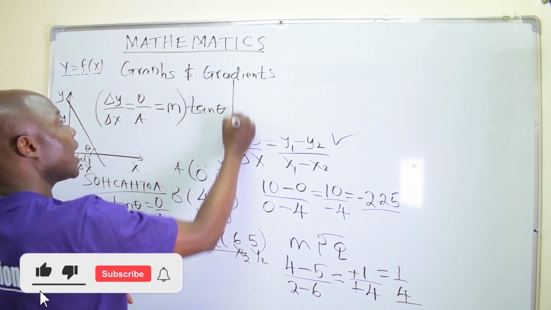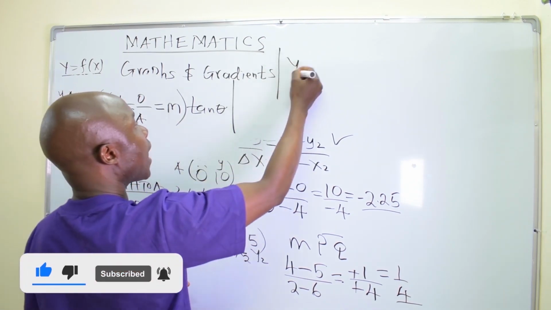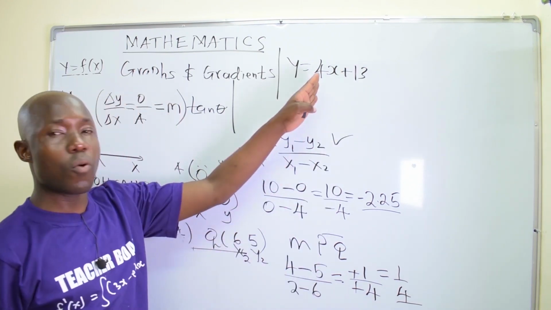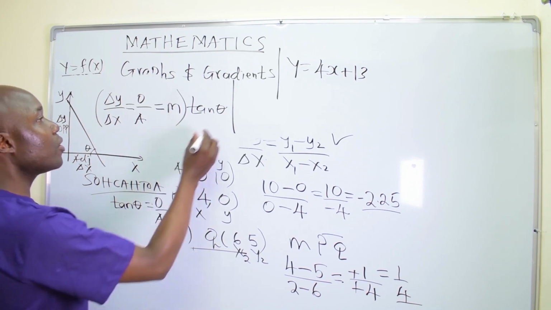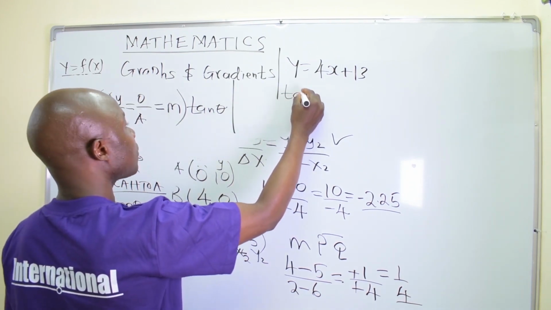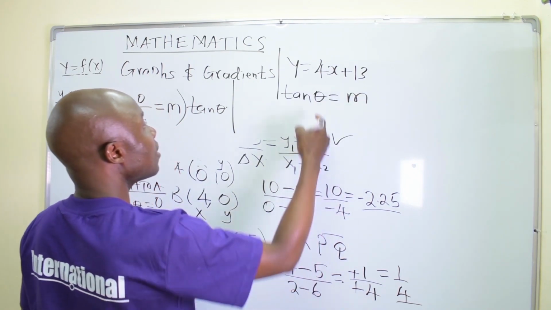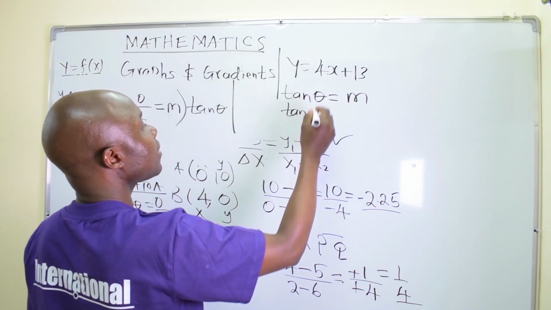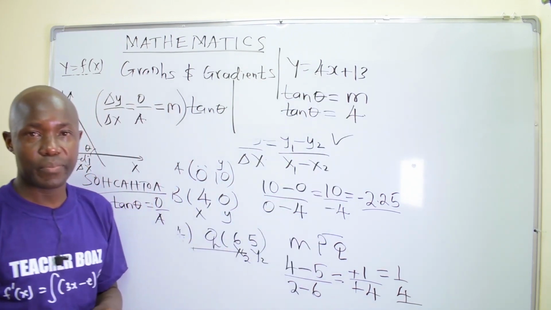So in that case, somebody may give you that y is 4x plus 13, then they ask you what is the angle that line makes with the x-axis. It's very simple. We already know by the definition that the tan of the angle theta provides the gradient. So we write that the tan of that theta, which we don't know, is supposed to be 4.